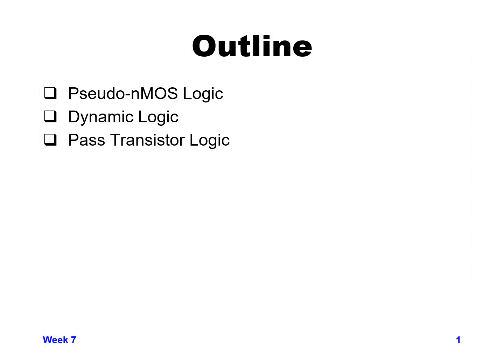In this next set of videos, I'm going to be going through several different types of logic that are different than our traditional complementary static CMOS that we've been going through. Three of the types of logic that I'm going through: the first type will be pseudo-NMOS logic, followed by dynamic logic, also called domino logic, and then pass transistor logic, and how each of these different types of logic differ from static CMOS and some of the advantages and disadvantages of each of these types of logic.